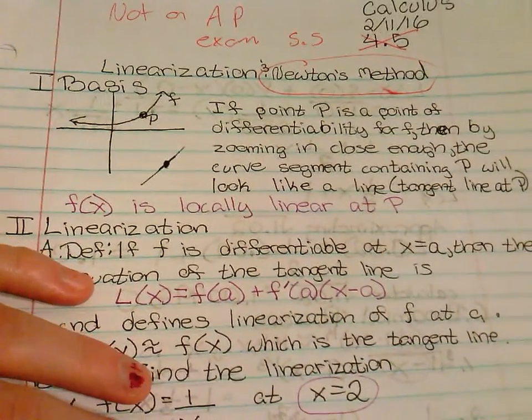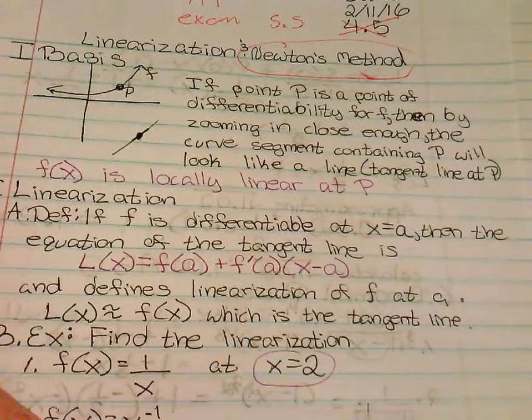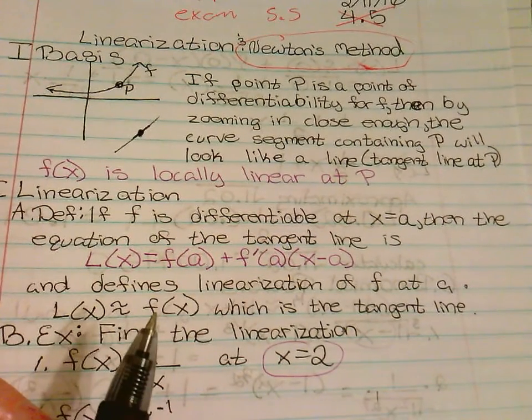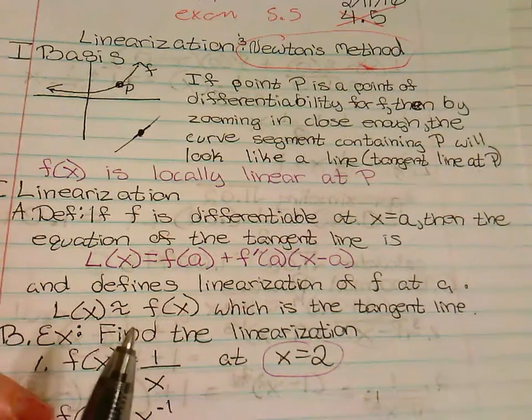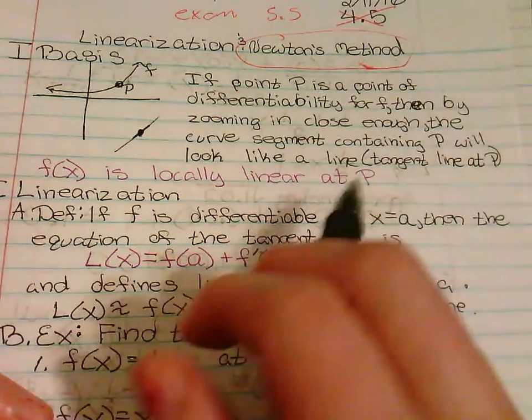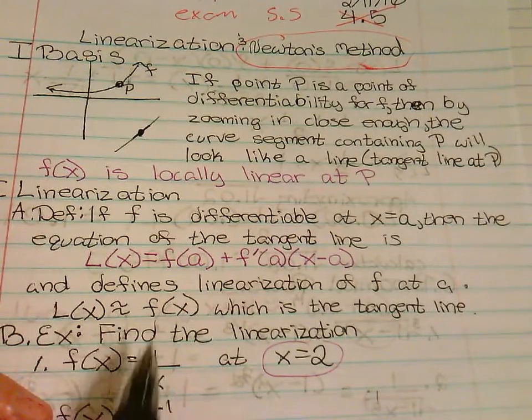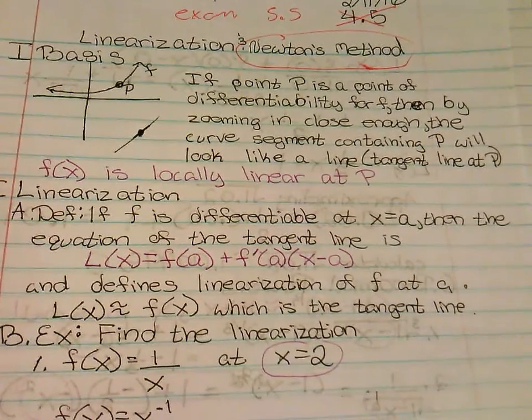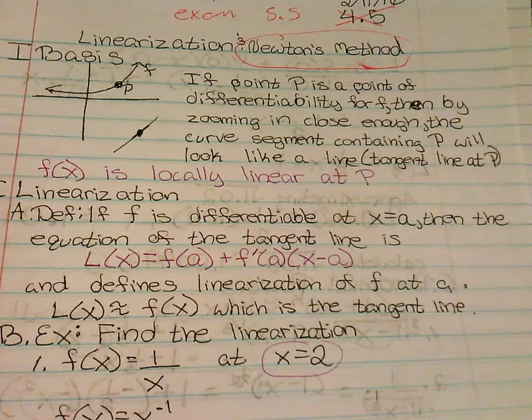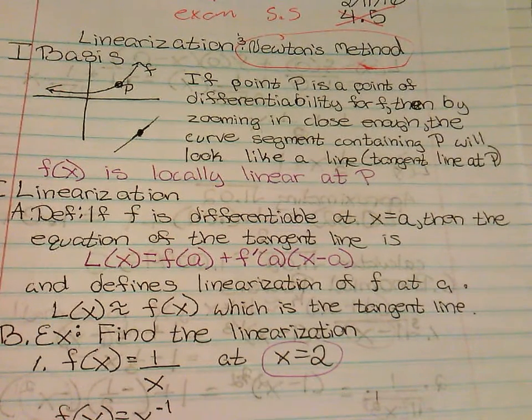So linearization: if f is differentiable at a, which means it has a limit and the point is defined at this value, then the equation of the tangent line is going to be L of x equals f of a plus f prime of a times x minus a. And it's going to define the linearization of f at a. So L of x is going to be approximately f of x, which is the tangent line.